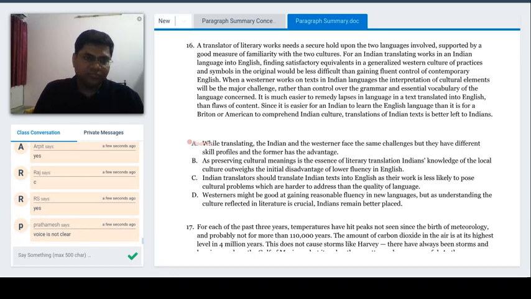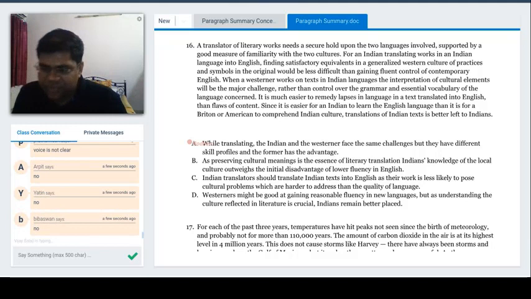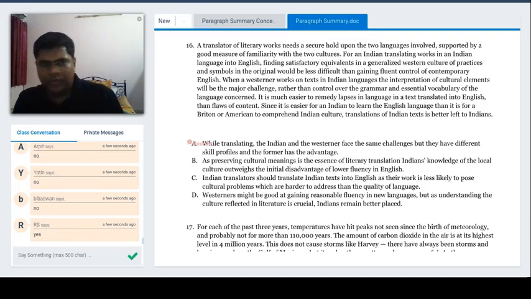They are not facing the same challenges, right? So can I say A goes out? B says, as preserving cultural meanings is the essence of literary translation, Indians' knowledge of the local culture outweighs the initial disadvantage of lower fluency. Ho sakta hai. Nothing wrong with B.